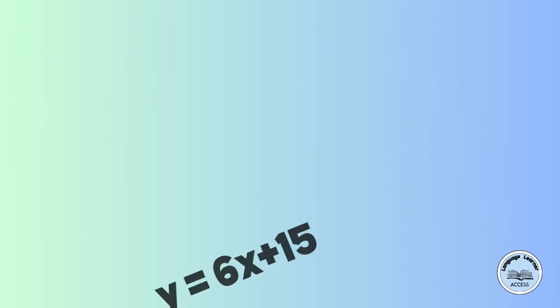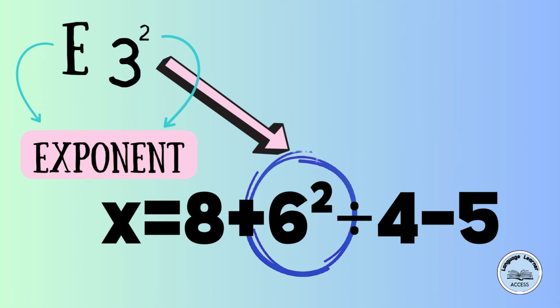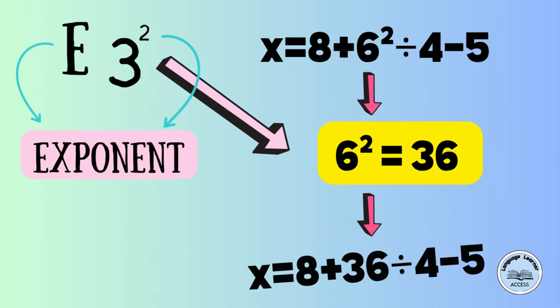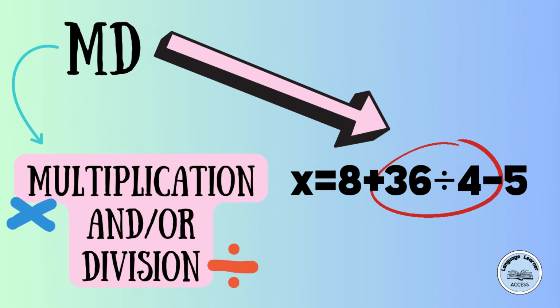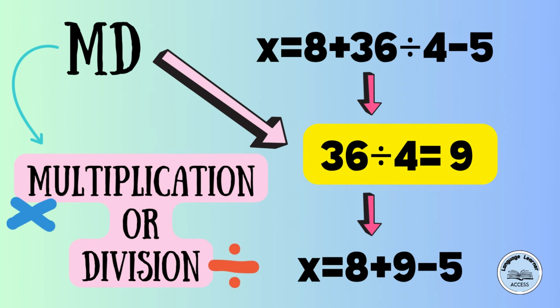The next step is to solve the exponent. In this case, it is 6 squared. That equals 36. Now we copy the equation, adding the new information. Now we do the multiplication or the division part. In this case, there is no multiplication, so we're going to divide 36 by 4. That equals 9. Now we copy the equation, adding the new information.